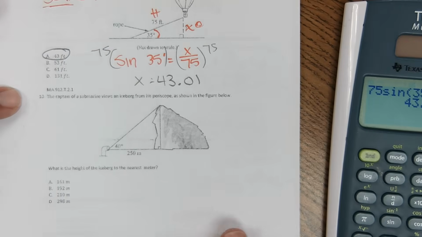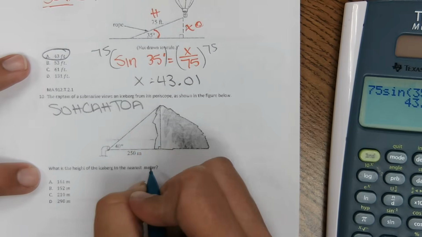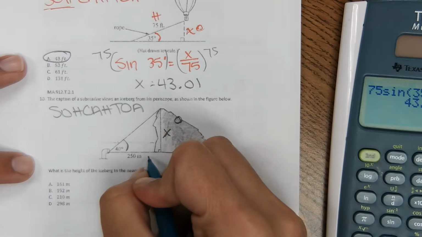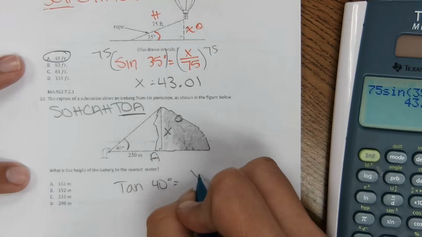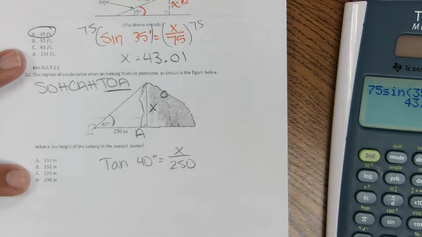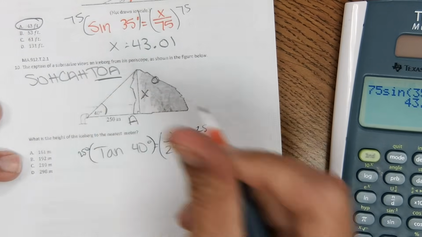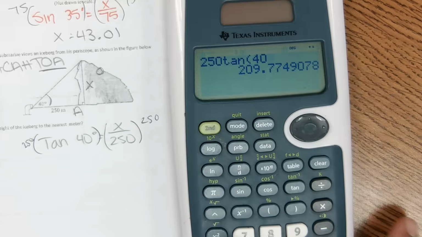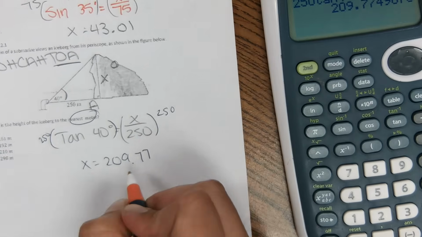Okay, next one is the same kind of problem. Again, SOHCAHTOA. What is the height of the iceberg? So this is our x now. From this angle, we have opposite and adjacent. So that would be tan. So tan of 40 degrees equals x over 250. Then to solve this, I'm going to multiply both sides by 250. Calculator. 250 tan 40 equals 209.77. Nearest meter would be 210.